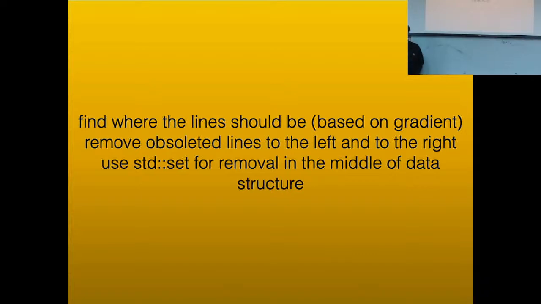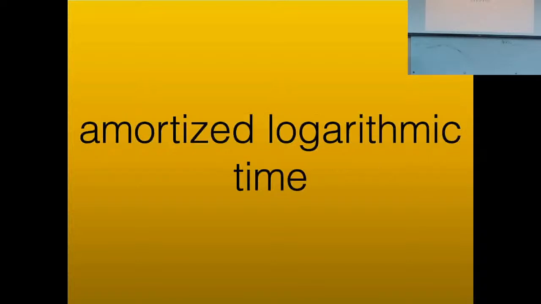The idea here is that from where this line should be in terms of the gradient order, we can only remove several lines to the left and to the right. Once we cannot remove this line anymore, we don't need to go further to the left. We only need to go until the lines that we check currently cannot be removed, and then we stop there, right? So this might look expensive, but it only takes as much as how many lines you remove, and that becomes amortized logarithmic time. The logarithmic comes from the binary search and the set, right?